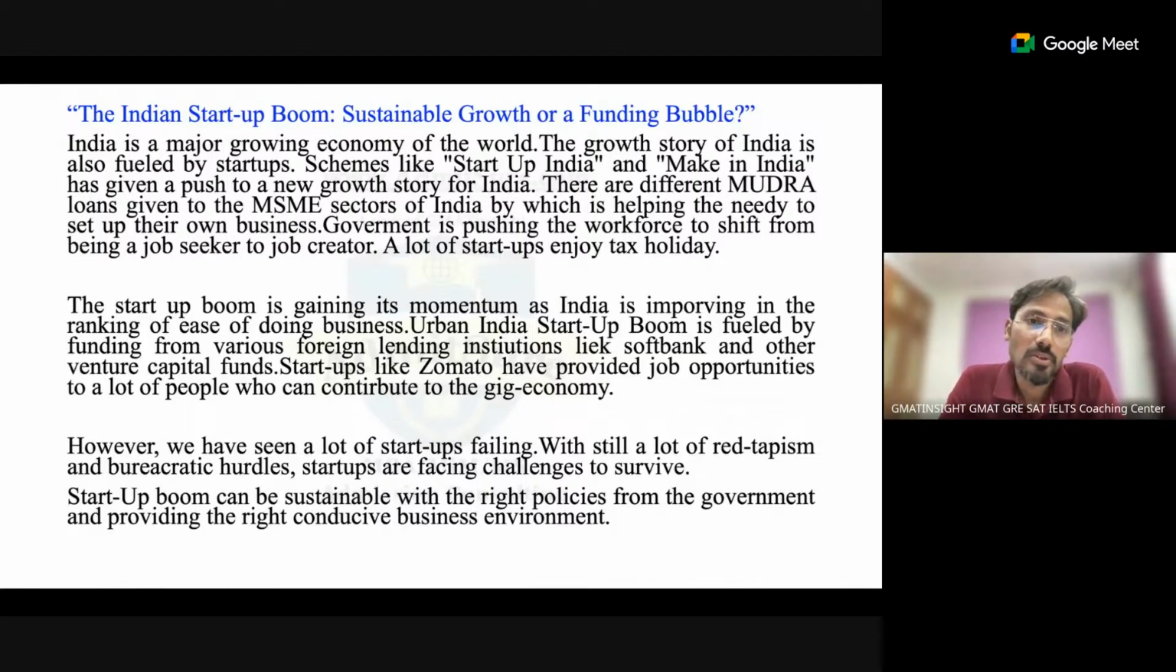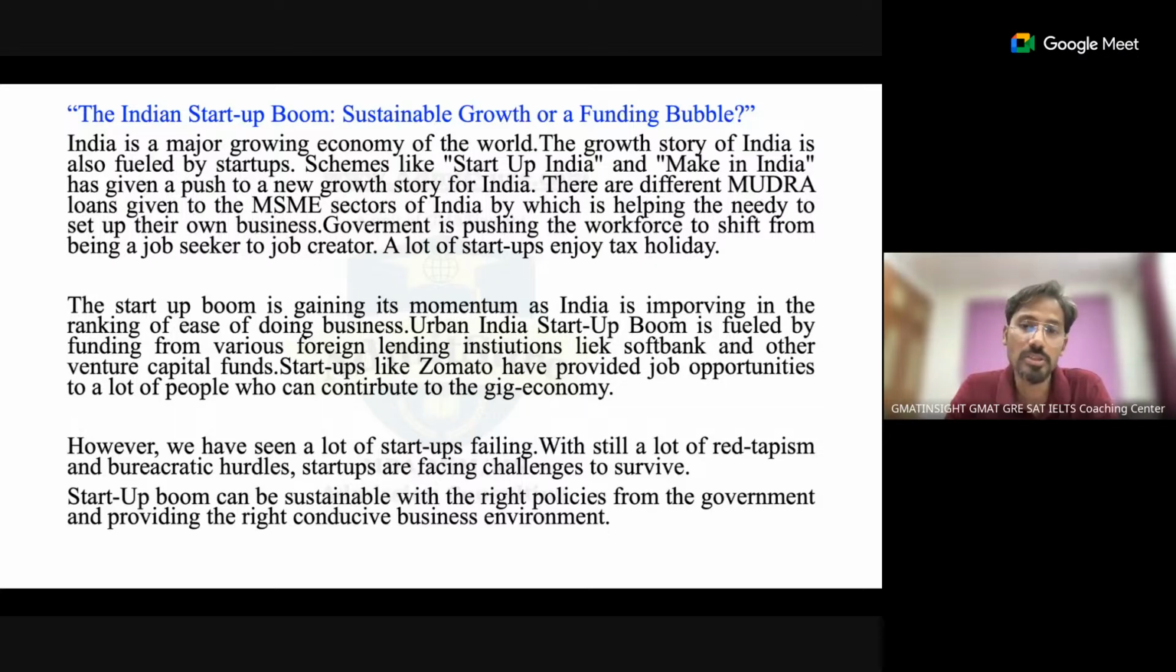The growth story of India is also fueled by startups. A scheme like Startup India and Make in India has given a push to new startups. There are different Mudra loans given to MSME sectors of India by which it is helping. Okay, government is pushing the workforce to shift from being job seekers to job creators. A lot of startups enjoy tax holidays. This startup boom is gaining momentum and India is improving in its ranking of ease of doing business. Urban India's startup boom is fueled by funding from various foreign lending institutions, like SoftBank and other venture capitalist funds. Startups like Zomato have provided job opportunities to a lot of people who can contribute to the gig economy.